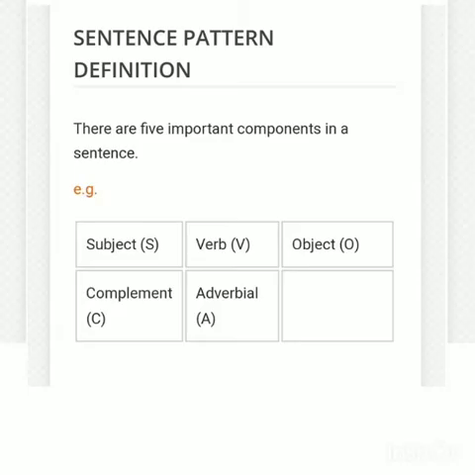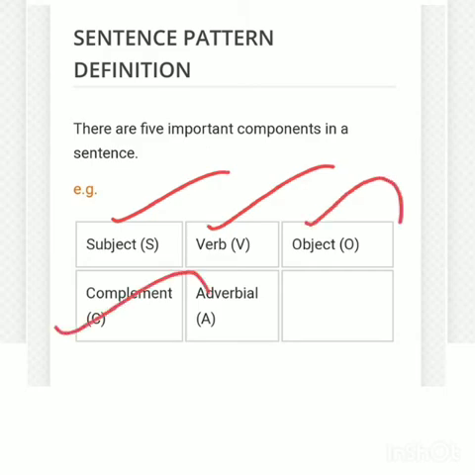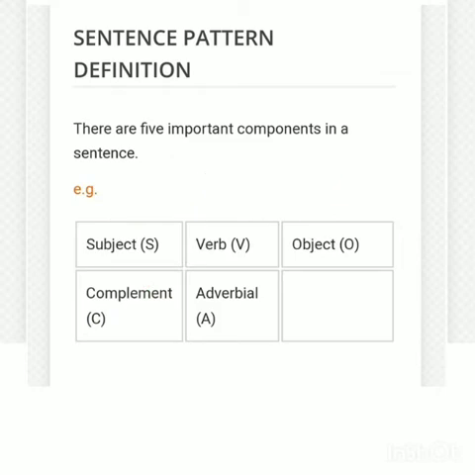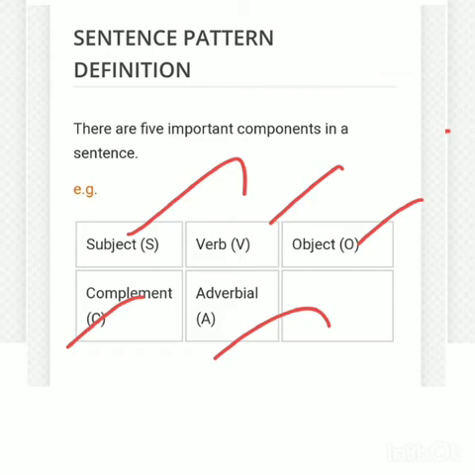Now we are going to discuss the topic sentence pattern. Okay. The sentence pattern is nothing but the structure of the sentence. So there are 5 important components in a sentence. They are subject, verb, object, complement and adverbial. What are they? SVOCA. It is shortly known as SVOCA. Okay.